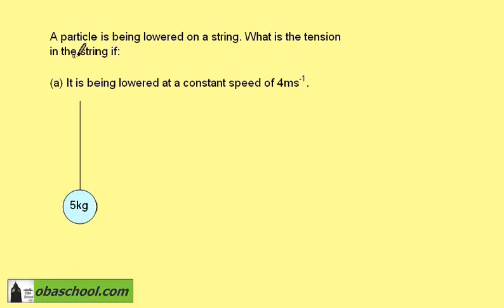A particle is being lowered on a string. We want to know the tension in the string if, in part A, it is being lowered at a constant speed of 4 meters per second. Constant speed is the important thing here.